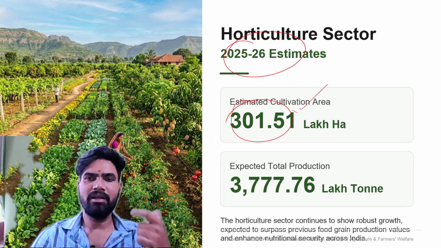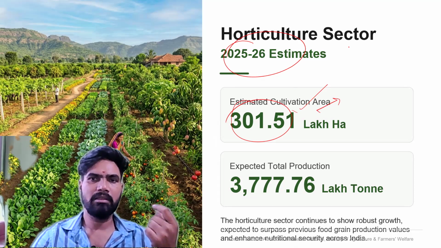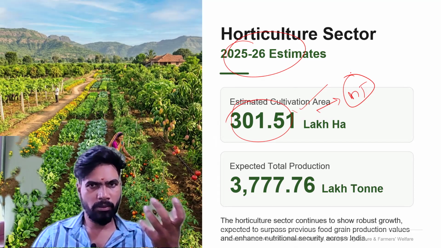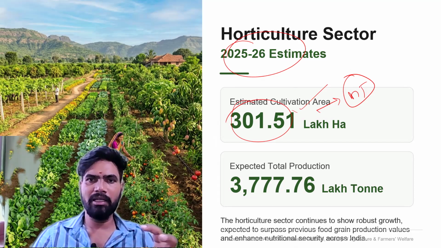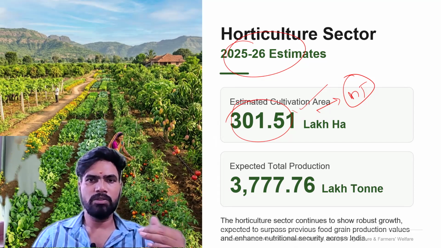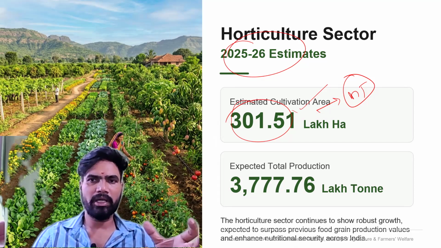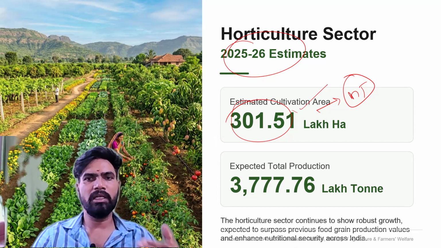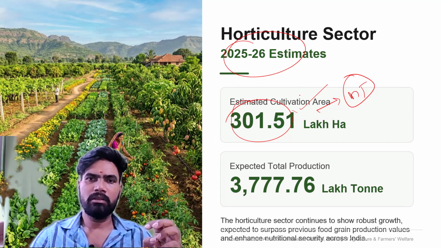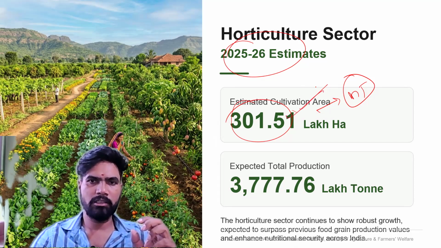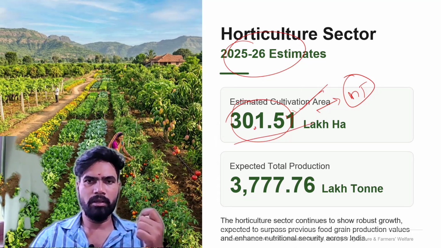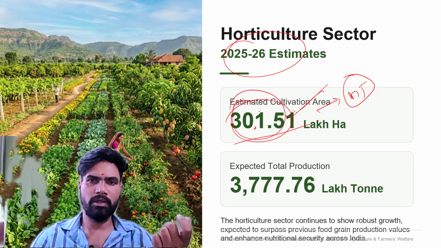One thing you remember, earlier the government of India used to release the data in million tons, or billion tons, but now they are using the Indian system of numbers like thousands, lakhs, crores, etc. Earlier, the practice was thousands, millions, billions, trillions, etc. But don't worry, 301 lakh hectares means you bring the decimal point one number before, so it will become 30.15 million.